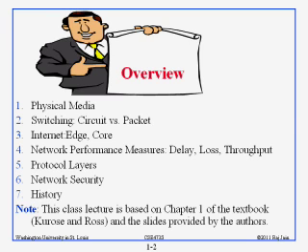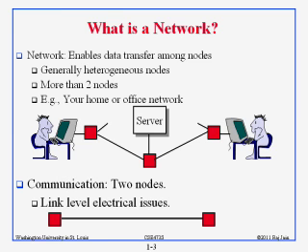So basically the idea is that we will talk about 7 things: physical media, switching, the internet and how it is organized in the edge and the core. Then we'll talk about performance measures: delay, loss, throughput. And then we talk about protocol layers and network security basics, and then the history of the internet.